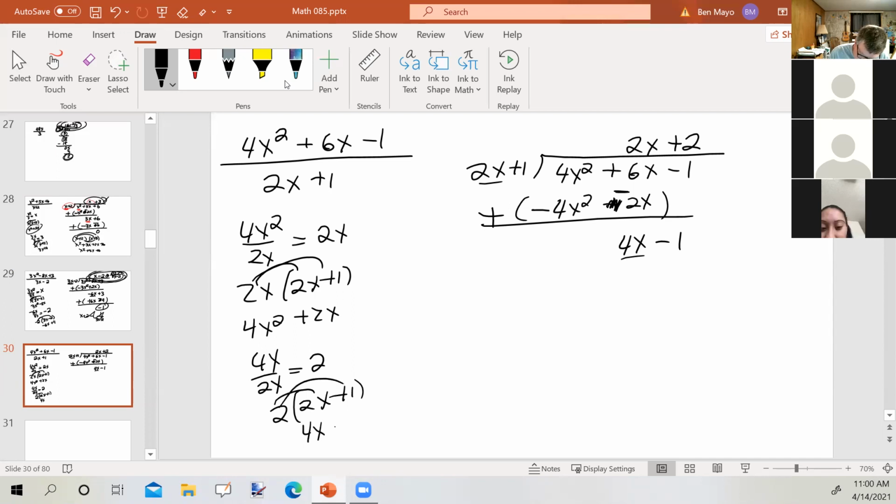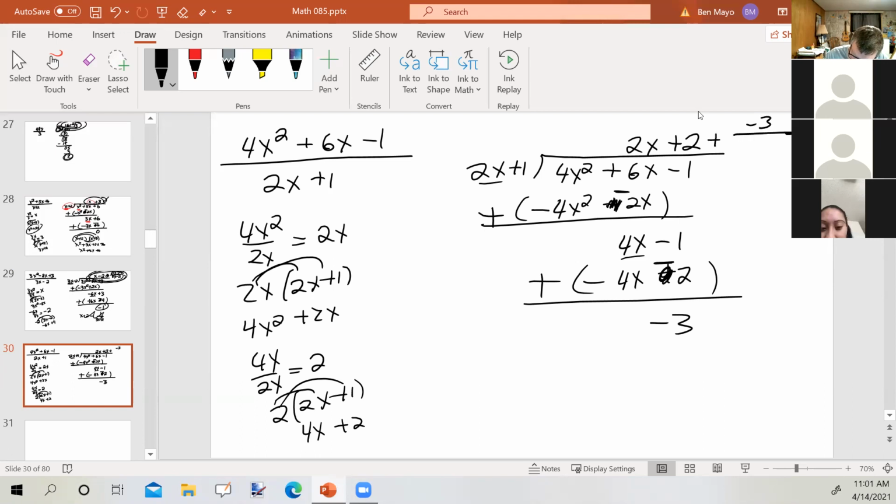We get 4x plus 2, which we write up here. Okay. We're going to subtract that quantity from what's up above. Change it to addition of the opposite. 4x plus negative 4x is 0. Negative 1 plus negative 2 is negative 3. So I get 2x plus 2 plus a remainder of negative 3 over 2x plus 1.